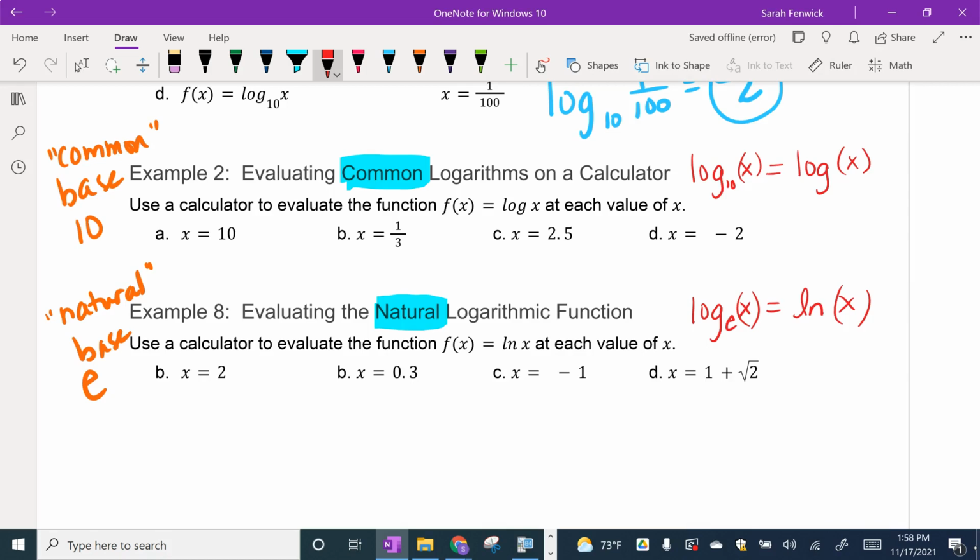So for these here, I'm going to put in, for example, this one, log 10, log 1/3, plug all of those in. These are going to be ln. Okay, so let's get some answers on these real quick.